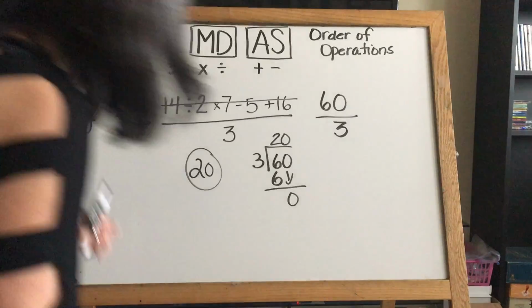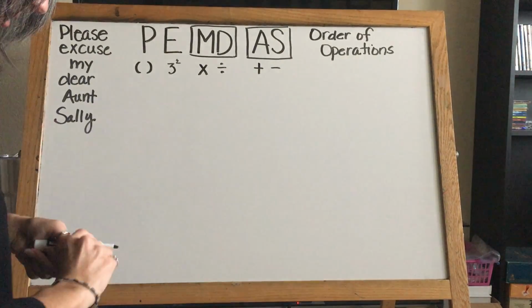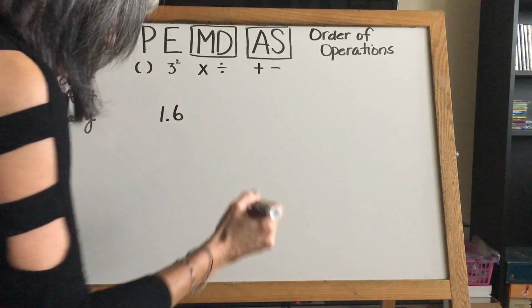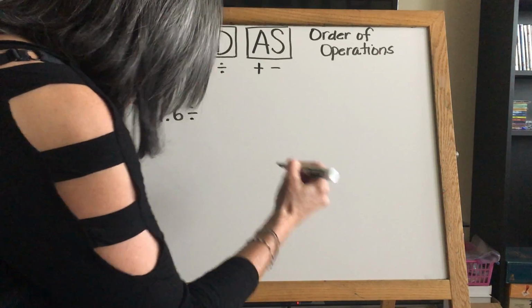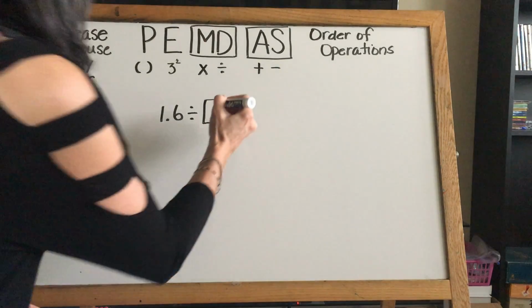Okay, let's do one more. We're going to put some decimals in this one since in 5th grade, most everything we do ends up having decimals in it. I'm also going to put some brackets. Lift this up so I can see it.